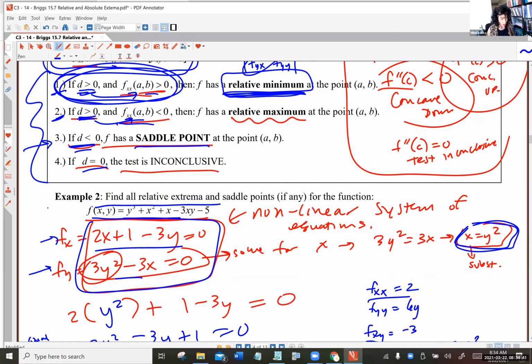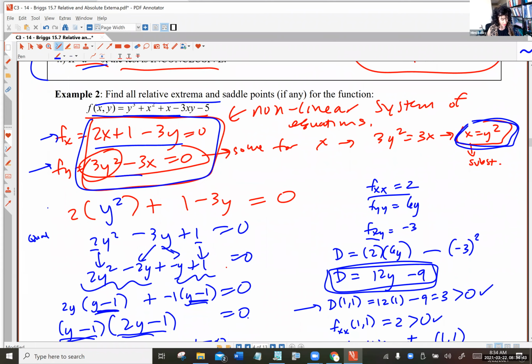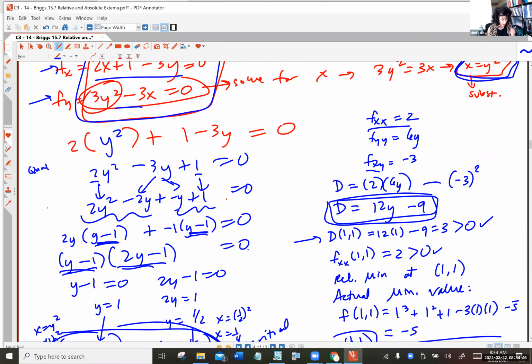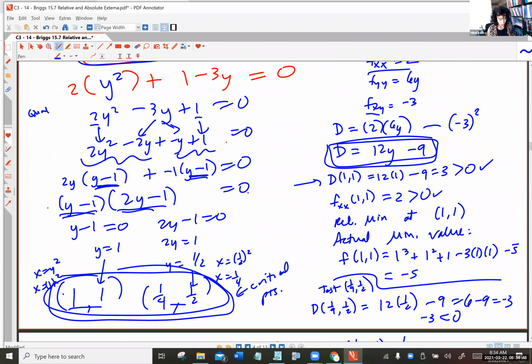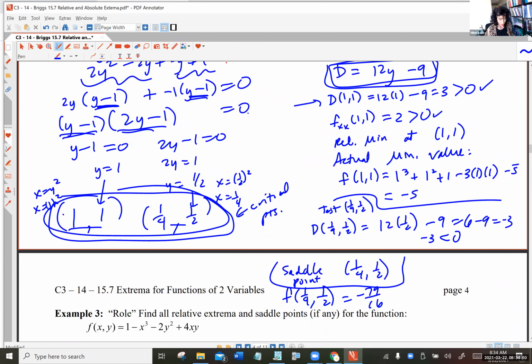And we had time for one example last time, which I did for us. It turns out after all was said and done, when we got the two critical points, we ended up with a saddle point right here, and we ended up with a relative minimum. So a saddle point and a minimum, no maximums.